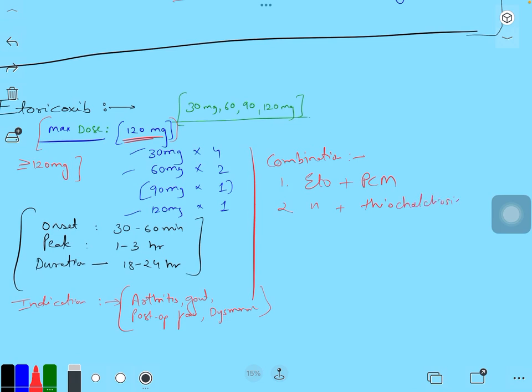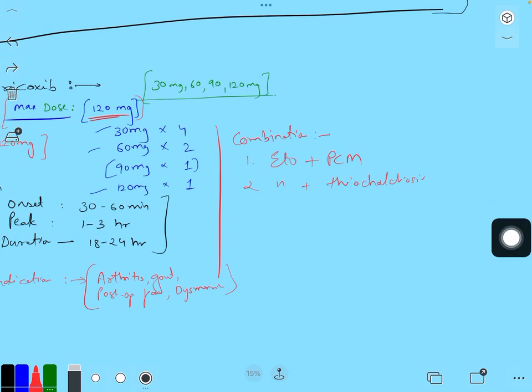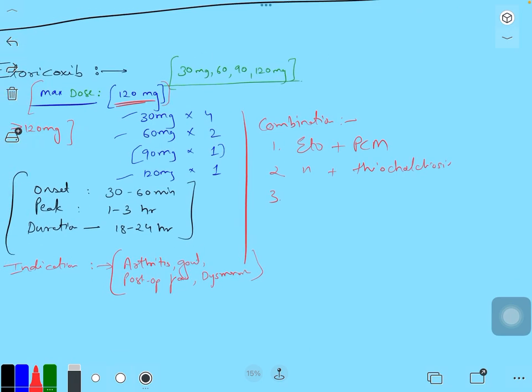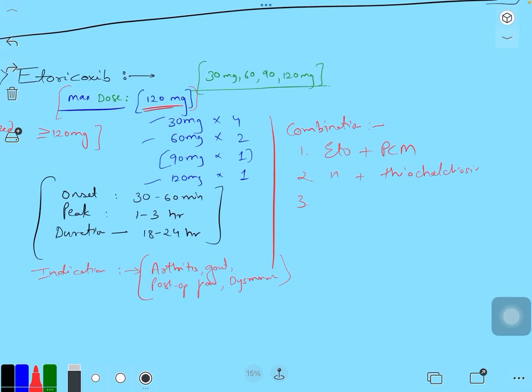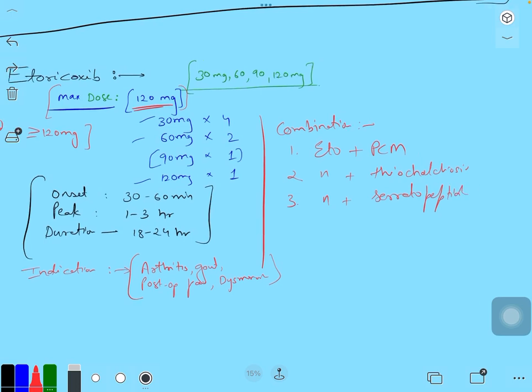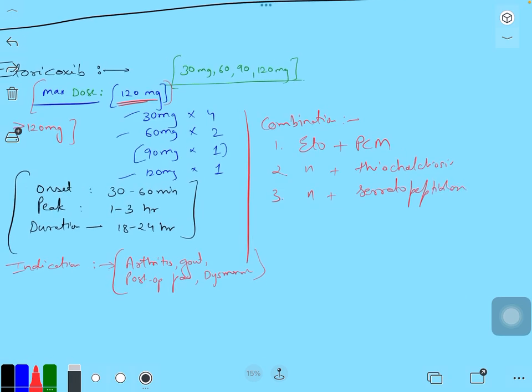Third combination can be Etoricoxib with serratiopeptidase. Serratiopeptidase is a very good drug for, like, whenever there is post-trauma inflammation, you can use serratiopeptidase. Also for this combination, serratiopeptidase is actually helpful because when we add the serratiopeptidase, we decrease the Etoricoxib dose, right? And overall the risk of some other side effects also goes down.